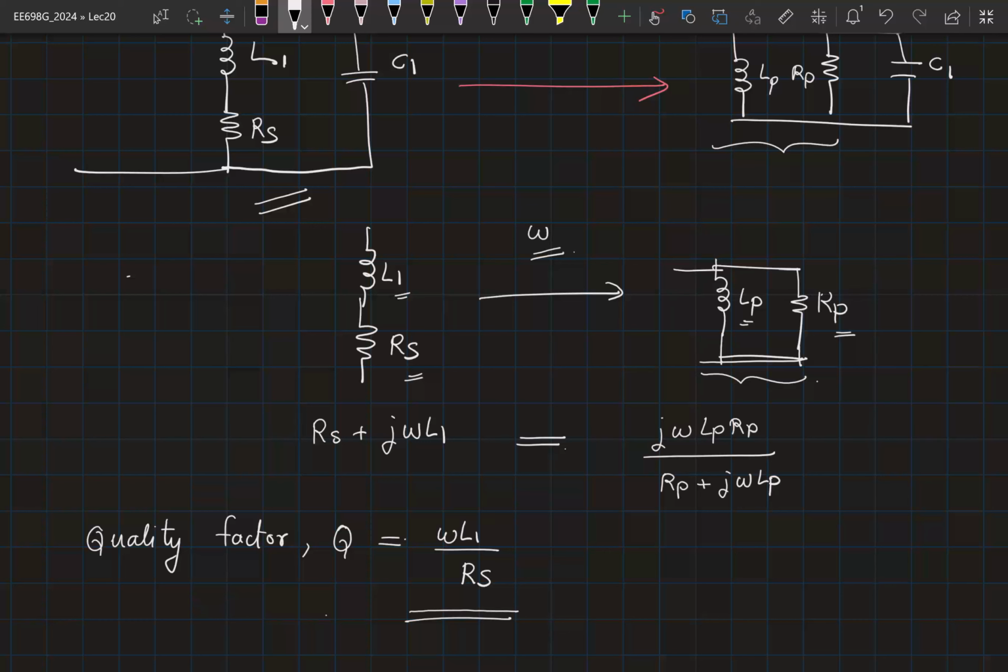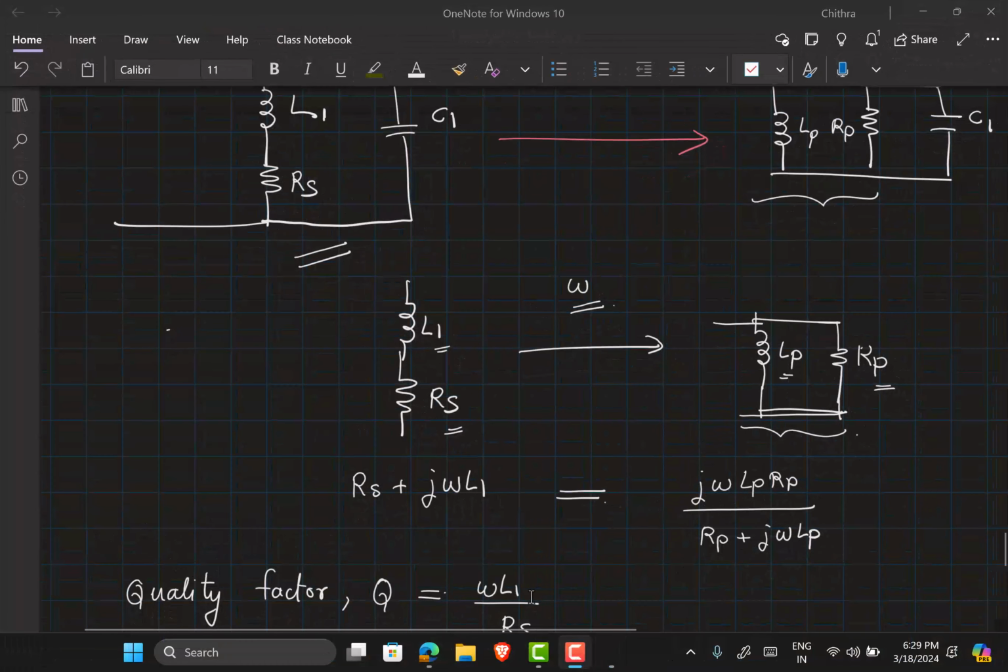RP is RS into Q squared. RS plus Q squared, is it dimensionally correct? Okay, sorry. Q squared into RS.